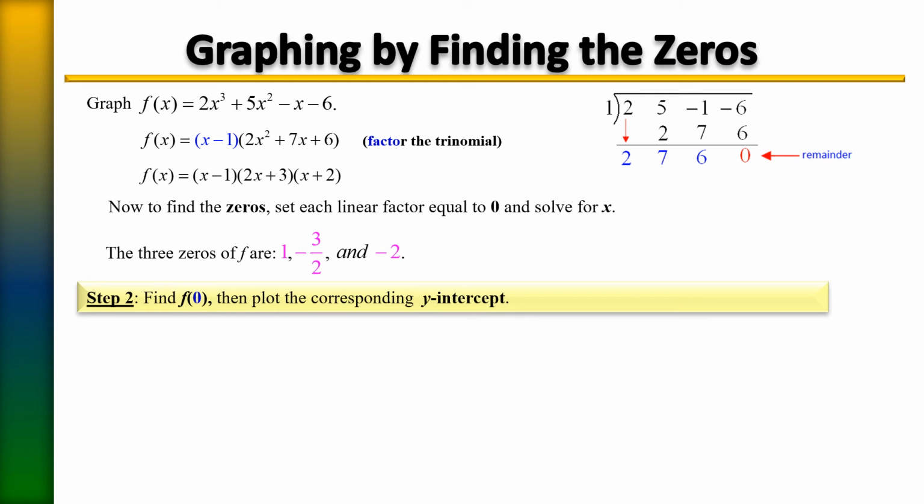Lastly, we want to find the y-intercept, and to find the y-intercept, you're going to let x be 0. So remove all the x's and replace them with 0. We can readily see that our output would be negative 6. So our y-intercept is 0, negative 6.